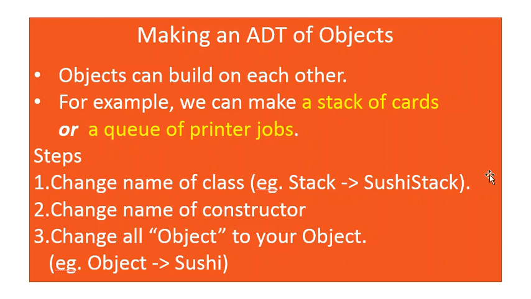And I'm going to make my stack of cards. So the first thing I'm going to do is I'm going to plunk in my stack object. Then I'm going to change the name, possibly. That's possible, you don't have to. If you decide to do that, you're going to also change the name of your constructor. And then you're going to change all instances of the word object to whatever my object's actually called.